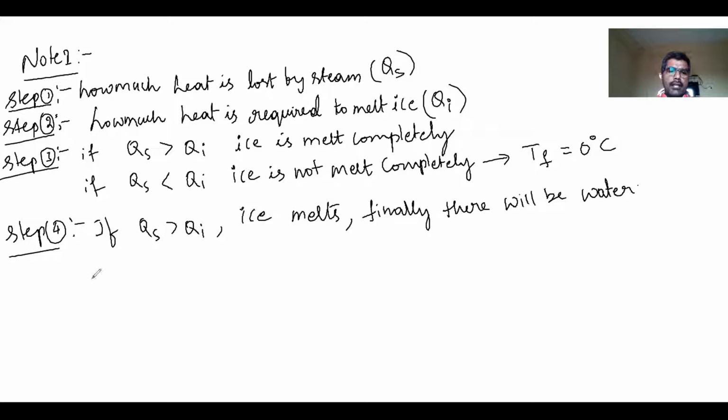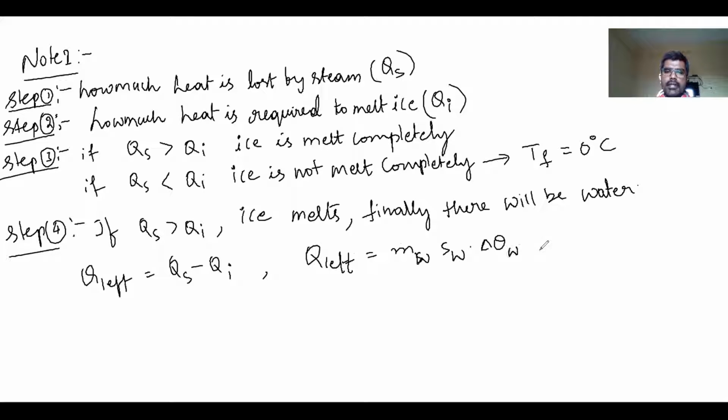Okay, and Q leftover will be equal to Qs minus Qi. That means you will subtract the difference between heat provided by the steam and heat required to melt the ice. After taking the subtraction, this Q left should be written as mass of the water, specific heat of the water, change in temperature of the water.